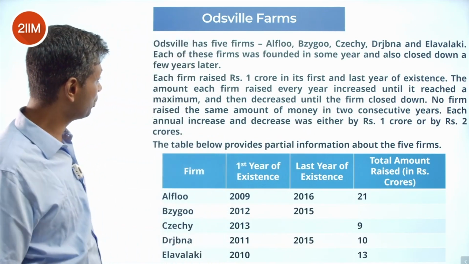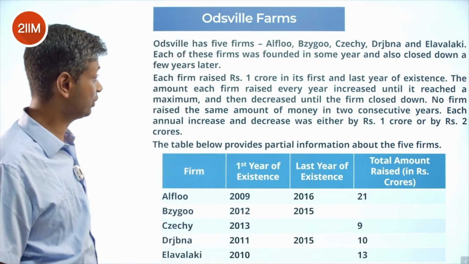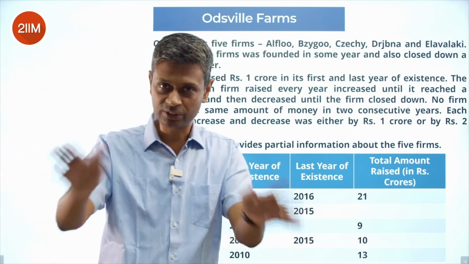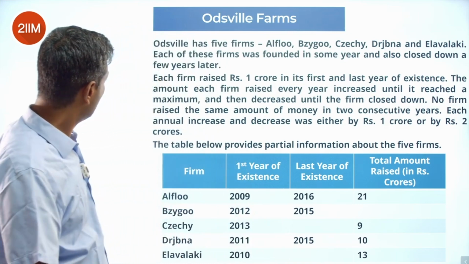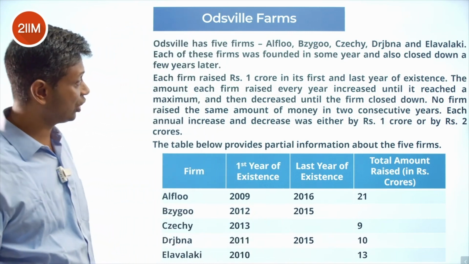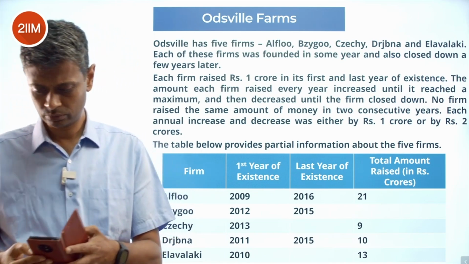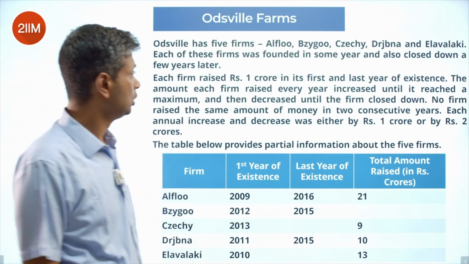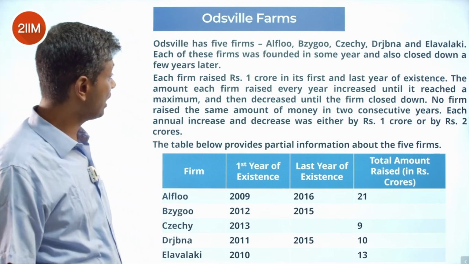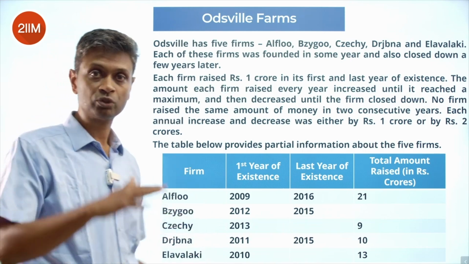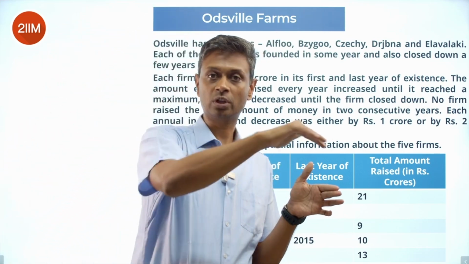Each firm has raised rupees 1 crore in its first and last year of existence. So the enthusiasm and the gentle throes of death. The amount each firm raised every year increased until it reached a maximum and then decreased until the firm closed down. Gentle upward curve and then downward curve. It's not up and down.